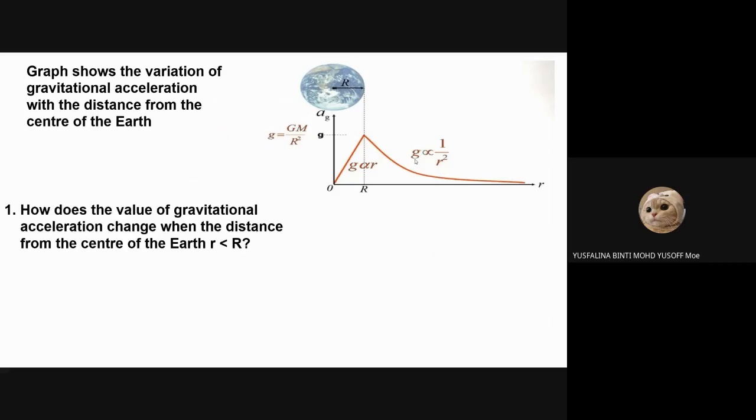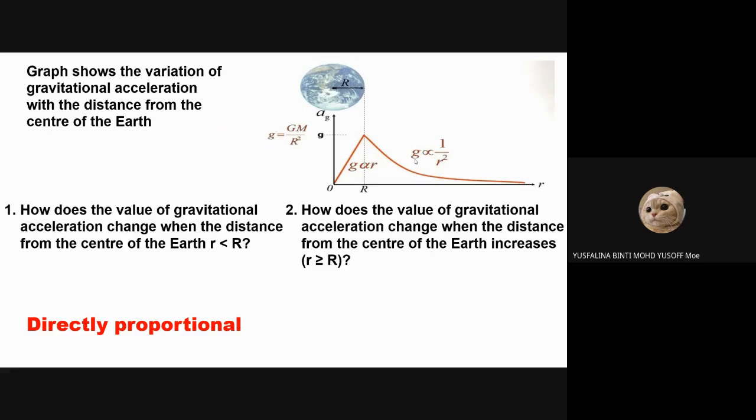How does the value of the gravitational acceleration change when the distance from the center of the Earth r is smaller than R? It's directly proportional. I already explained this. And how does it change when the distance from the center of the Earth increases? It is inversely proportional.